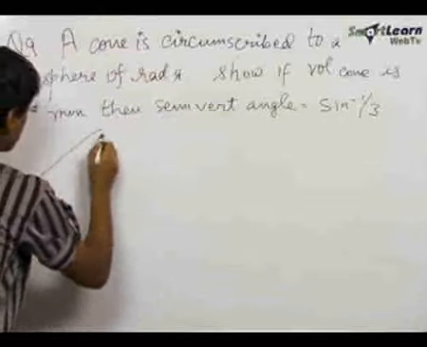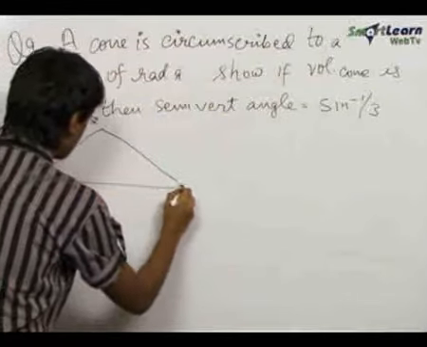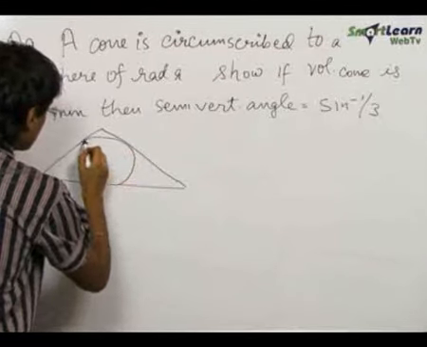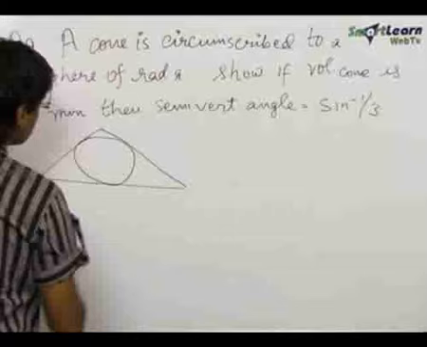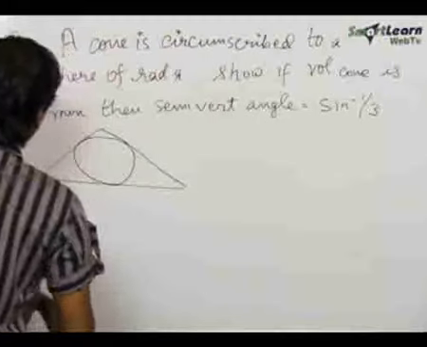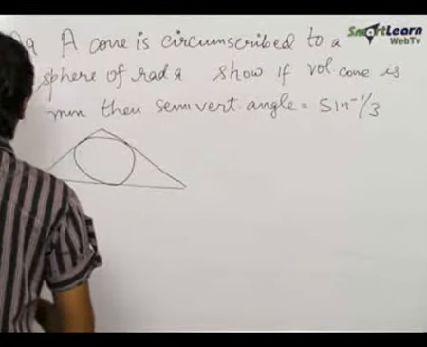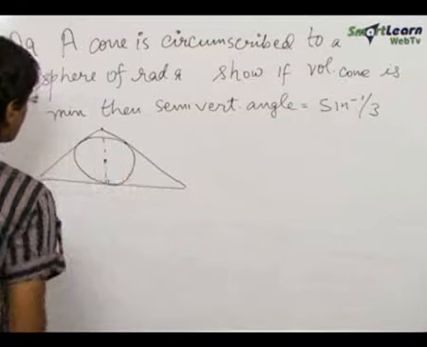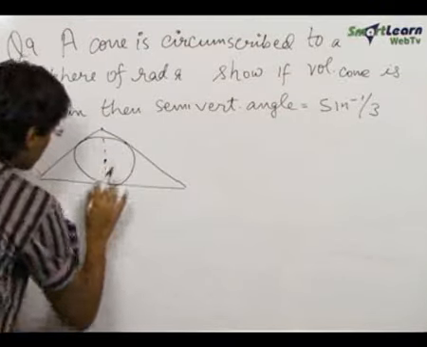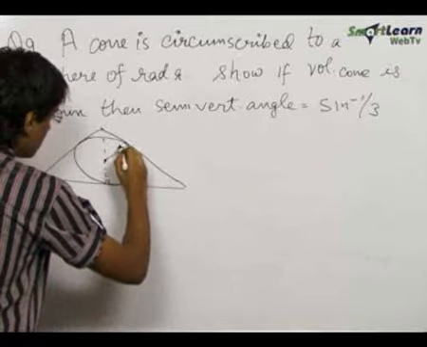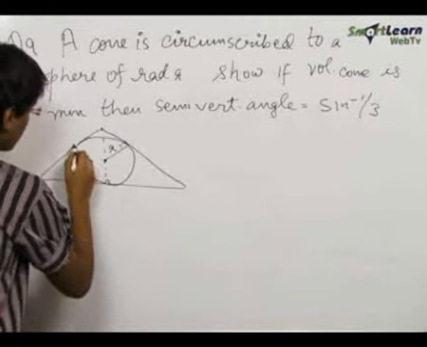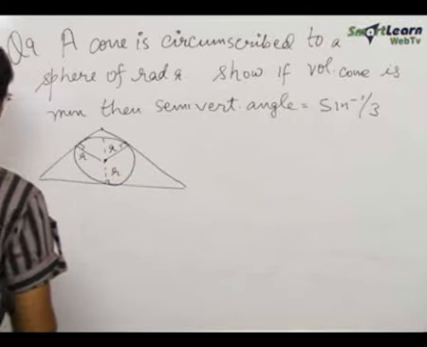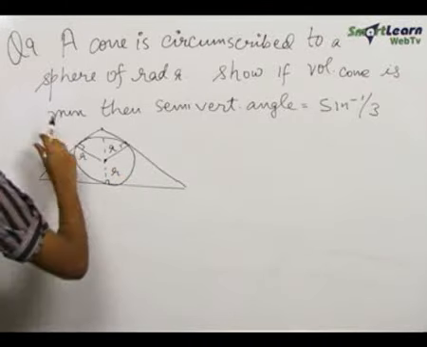So let us first make the figure for this problem. If this is a cone circumscribing a sphere, this is the front view of a cone circumscribing a sphere. This is the center of the sphere. This is perpendicular r. This is r and this is r, where r is the radius of the sphere.